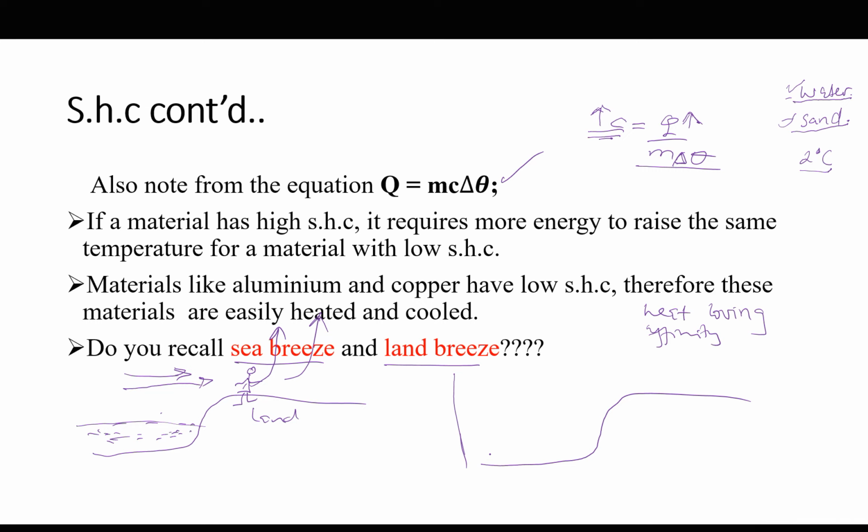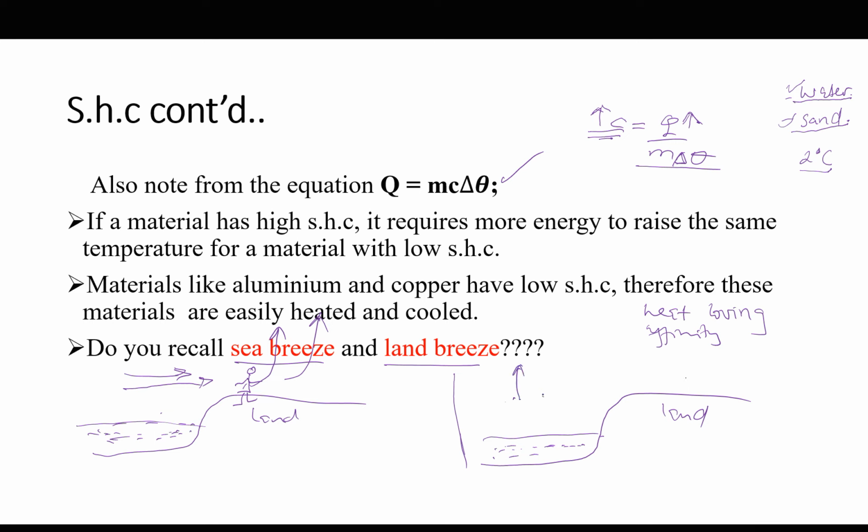Let's assume this is the sea, or the ocean, and this is the land. At night, because water requires more energy to gain heat, it will also not easily lose its heat. Therefore, its temperature will not easily fall. Therefore, at night the land, which has a smaller specific heat capacity, cools faster. It heats faster during the day and cools faster during the night. So there will now be more warm air above the sea than the land. There will therefore be cool air at the land compared to the sea.